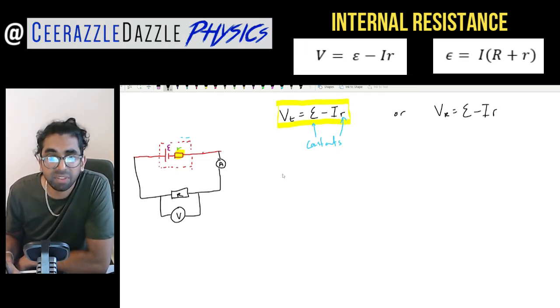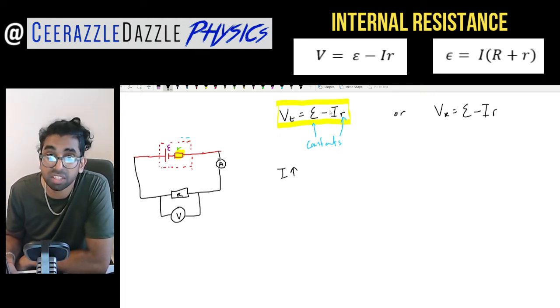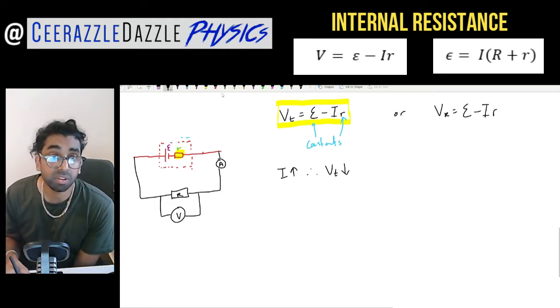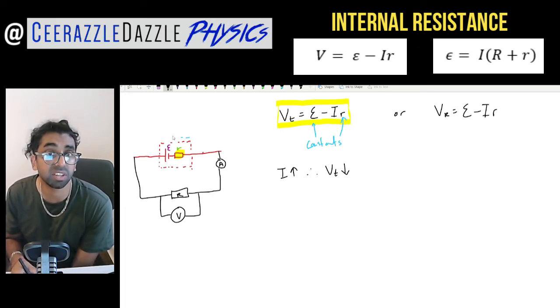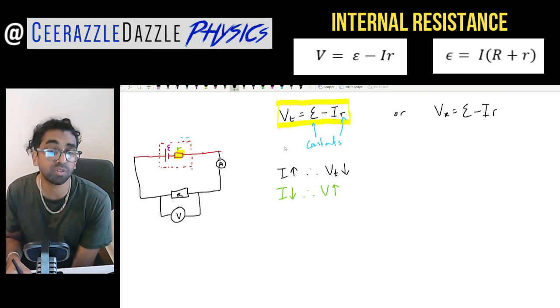We know that if the current increases, what's going to happen to V_T? These are my symbols; this is my symbol for increase. As the current increases, this entire term gets bigger, and therefore E will be losing a greater amount from it. So V_T goes down. That means that when the current goes up, the voltage across the terminal goes down, or the voltage across the external resistor goes down. What if the current goes down? If this term gets lower and lower, and this is constant, then the voltage across the terminal will go up.